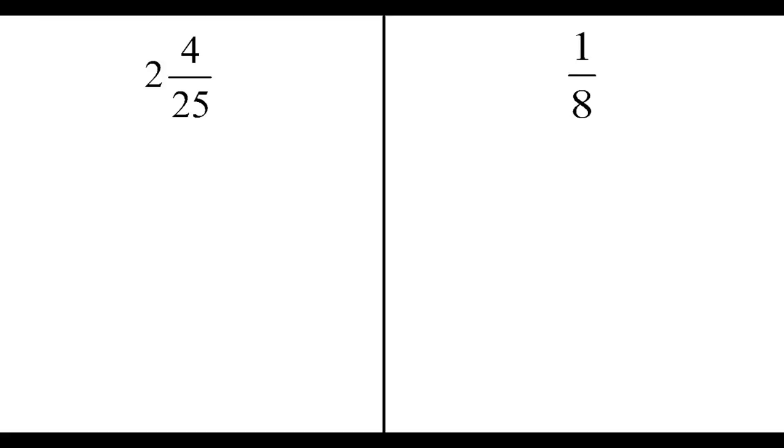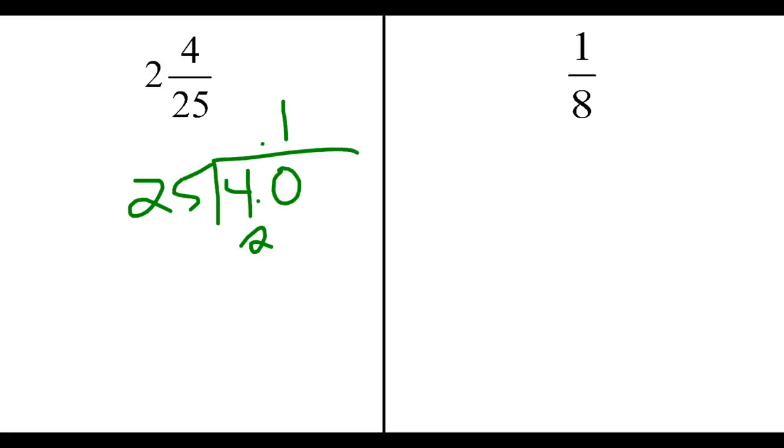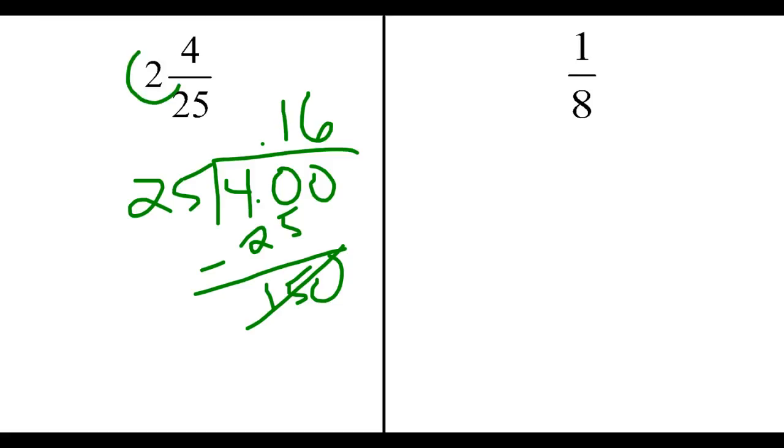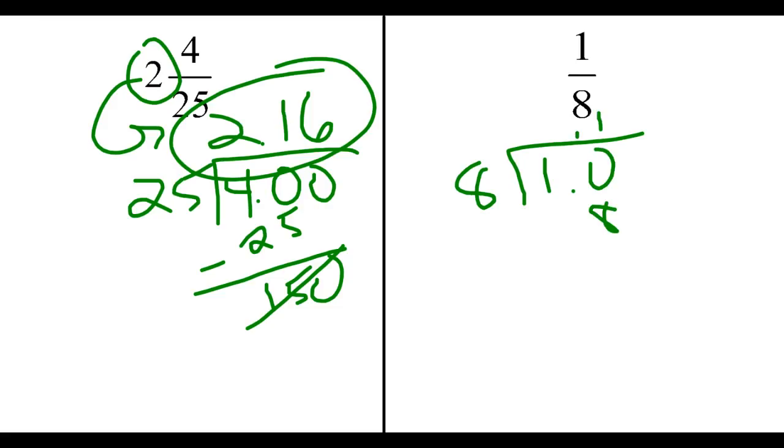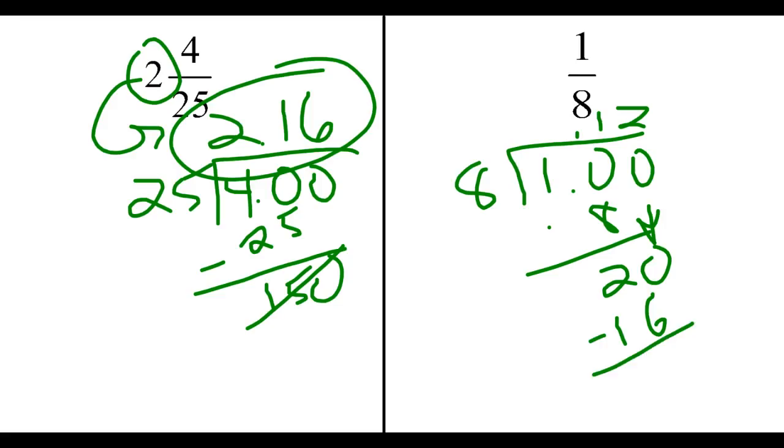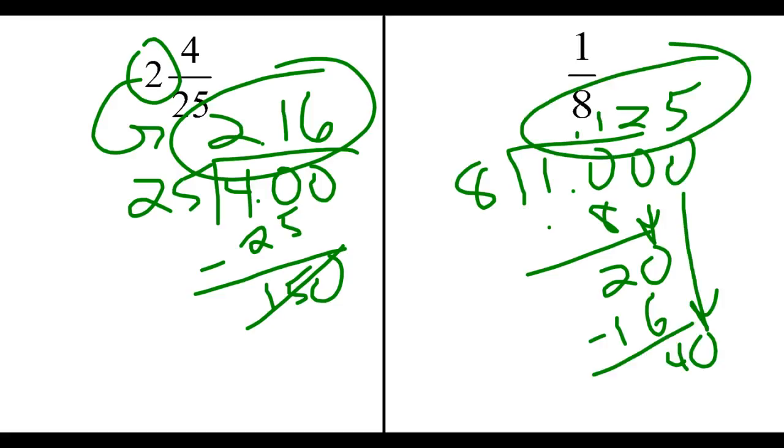So for 2 and 4/25, we can either convert it to an improper fraction, or we can just convert the 4/25 part, because we know the whole number value is going to be 2. So 25 goes into 40 once. Subtraction is 15, goes into 150 6 times, which is 150. So our decimal value is 2.16. And then for 1/8, 1 divided by 8 goes into 10 once, goes into 20 twice. Subtraction gives you a 4, goes into 40 5 times, 0.125.